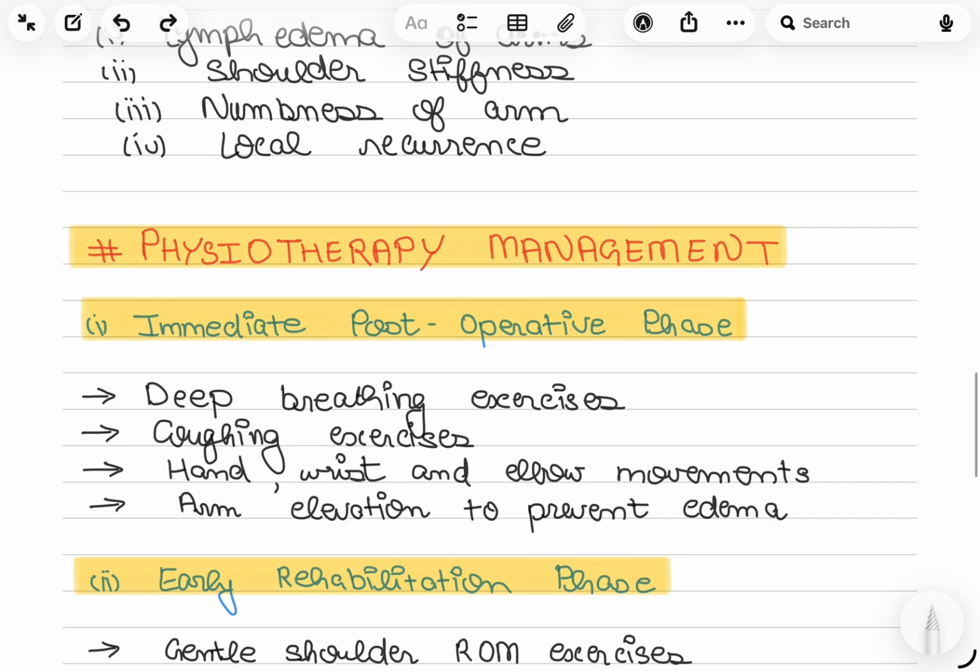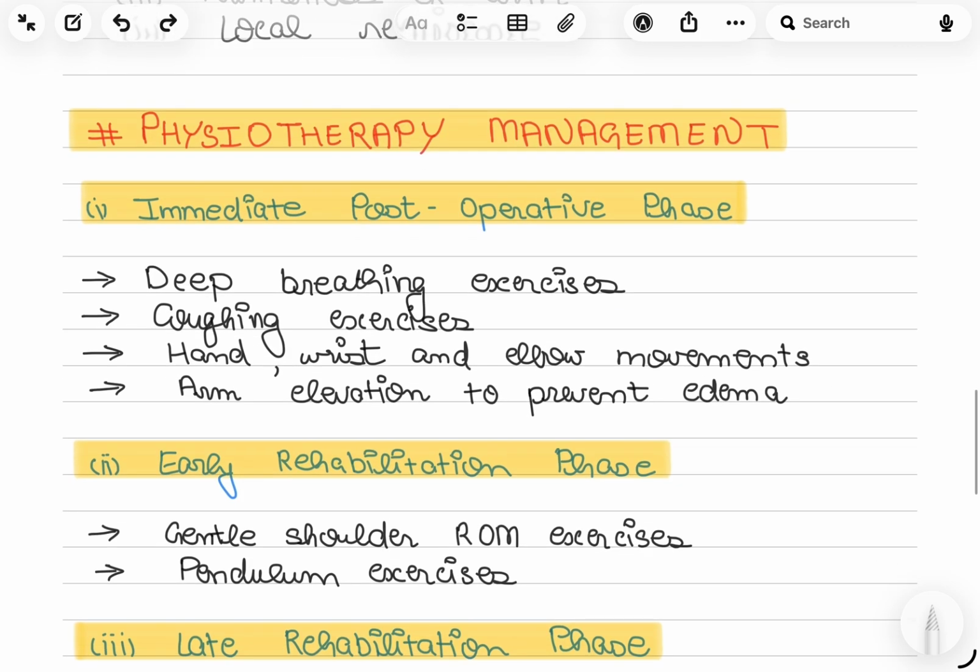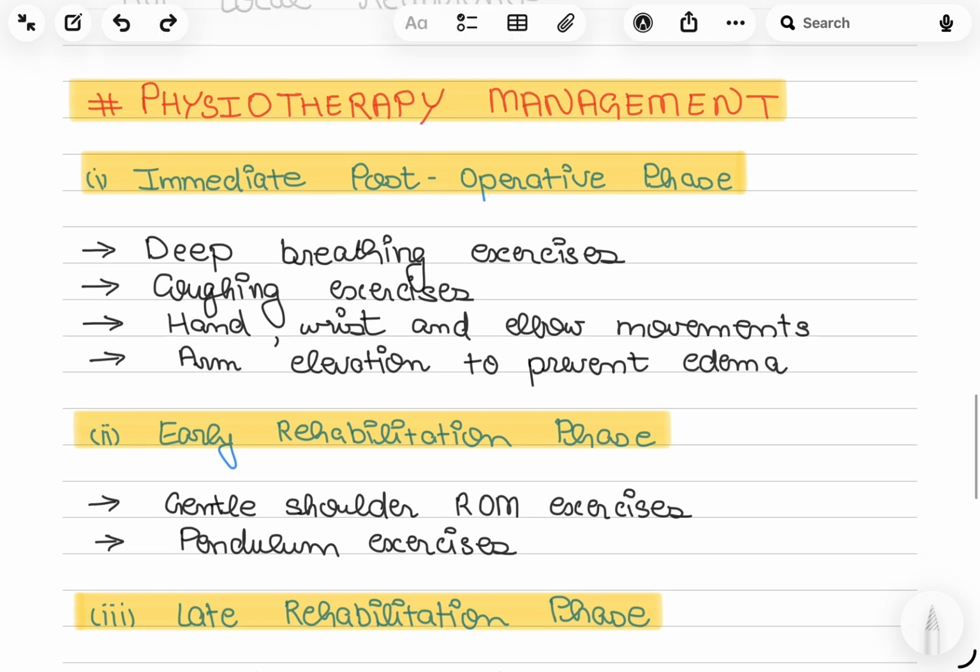Now we'll come to the physiotherapy management of mastectomy, as we are discussing mastectomy from the physiotherapy perspective, right? So first is the immediate post-operative phase, just immediately after the operation. In that, patients are asked to perform deep breathing exercises, coughing exercises, right? Hand, wrist, and elbow movements, and arm elevation to prevent edema.